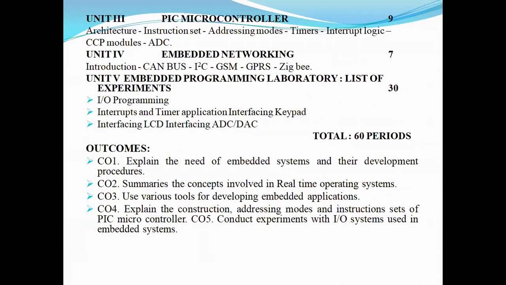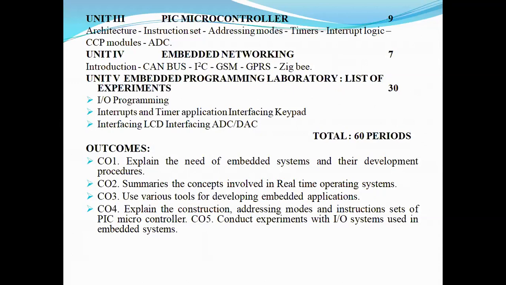So like this, we are going to study about the real-time operating system. The next, Unit 3, we are going to see about the PIC microcontrollers. In these PIC microcontrollers, we are going to study about the instruction set, addressing modes, timers and the other peripherals like analog to digital converters. In Unit 4, we are going to see about embedded networking: the Controller Area Network bus, the Inter-Integrated Circuit bus, and the Global System for Mobile communication, GPRS, ZigBee. Likewise, we are going to see about these in Unit 4.